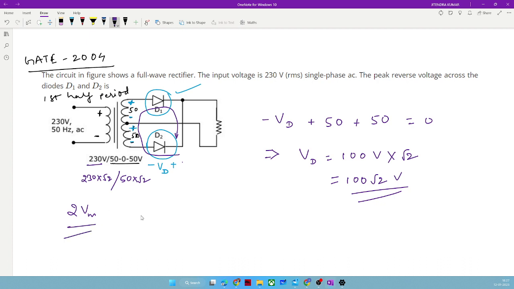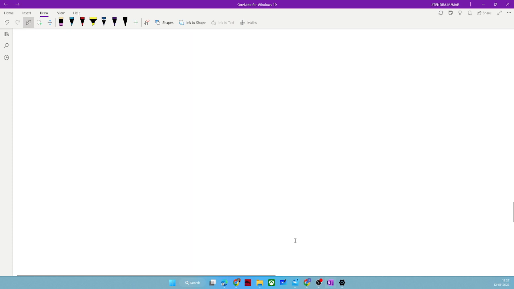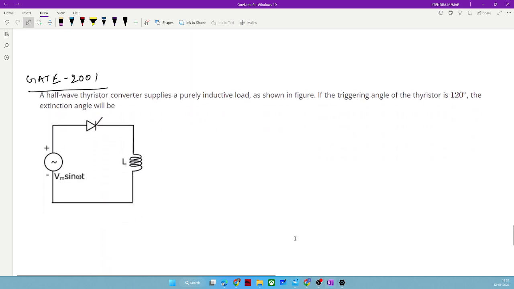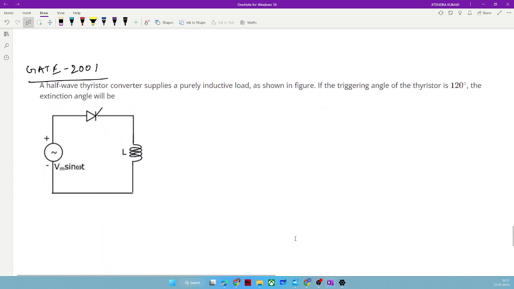I hope this is clear. Okay, perfect. One last problem we will see, and after that we will move to a bit of theory. I did not discuss any inductive load, and I wanted to discuss it with a problem.